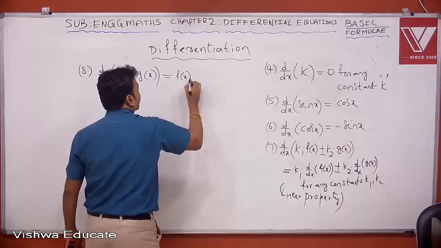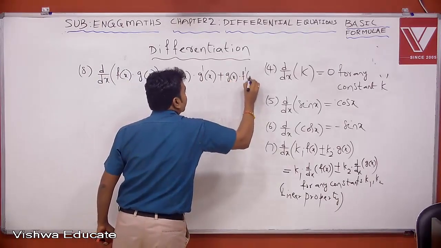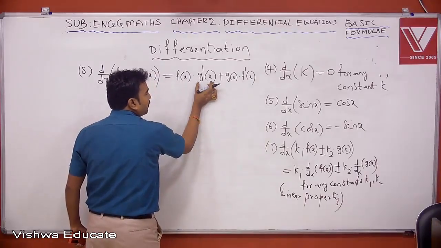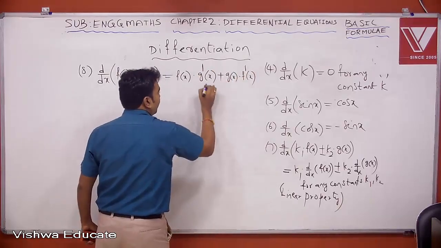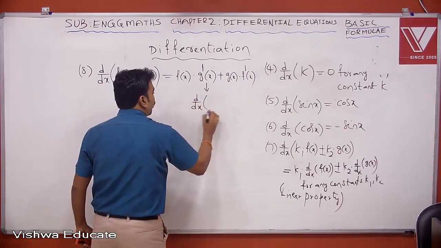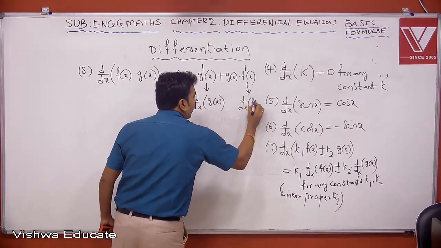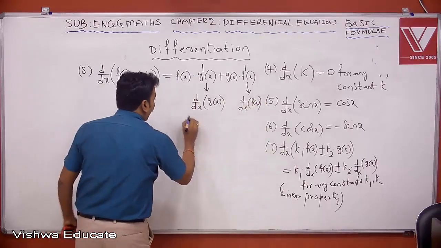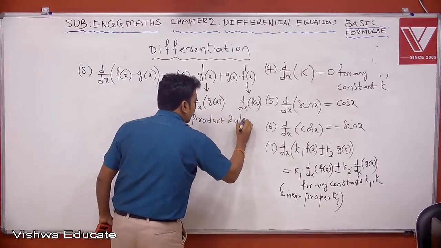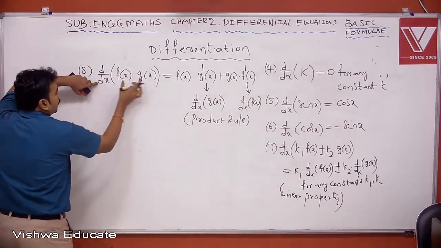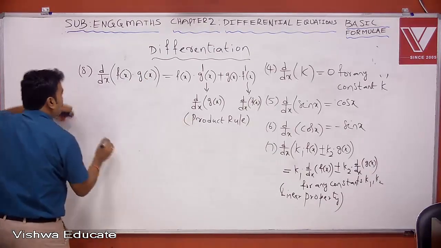This is nothing but f of x into g dash x plus g of x dot f dash x, where this is the derivative of g and this is the derivative of f. So this is a first order derivative and this is a first order derivative. This is d by dx of g of x and this is d by dx of f of x. So this rule is called the product rule because we got the derivative of the product of two functions. That's why it is named the product rule.